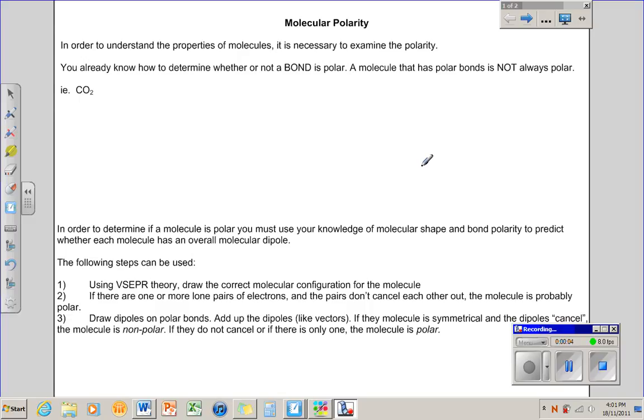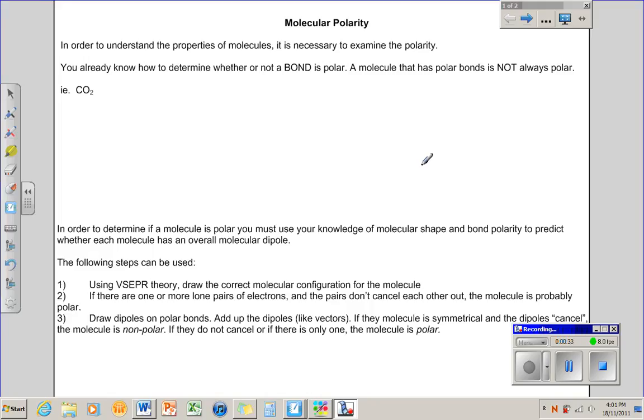In this lesson, we'll learn how to determine whether or not a molecule is polar. We've already discussed the fact that in order to describe the properties of a particular compound, we need to be able to determine its polarity. In order to do this, we need to use some of the skills we've previously learned, such as drawing 3D molecules and determining bond polarity in order to help us.